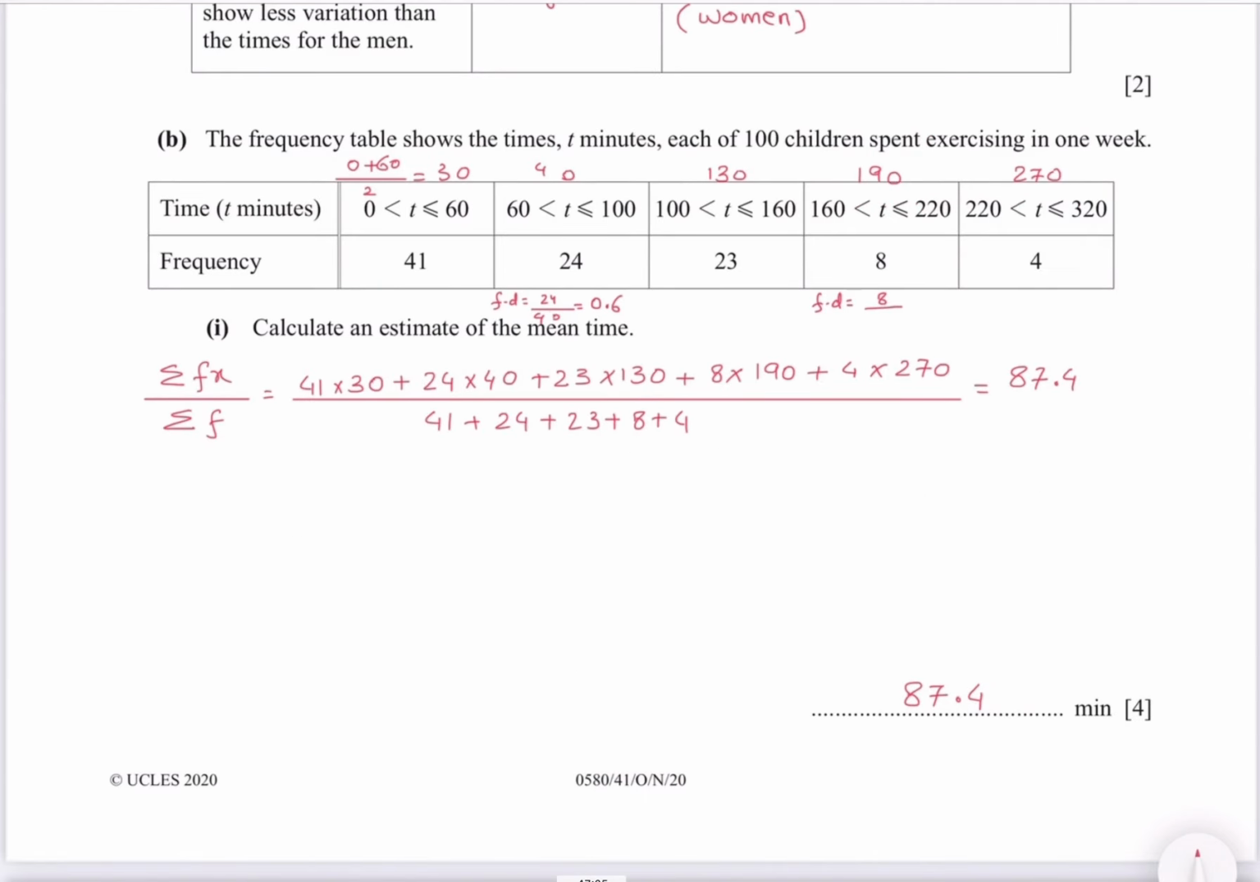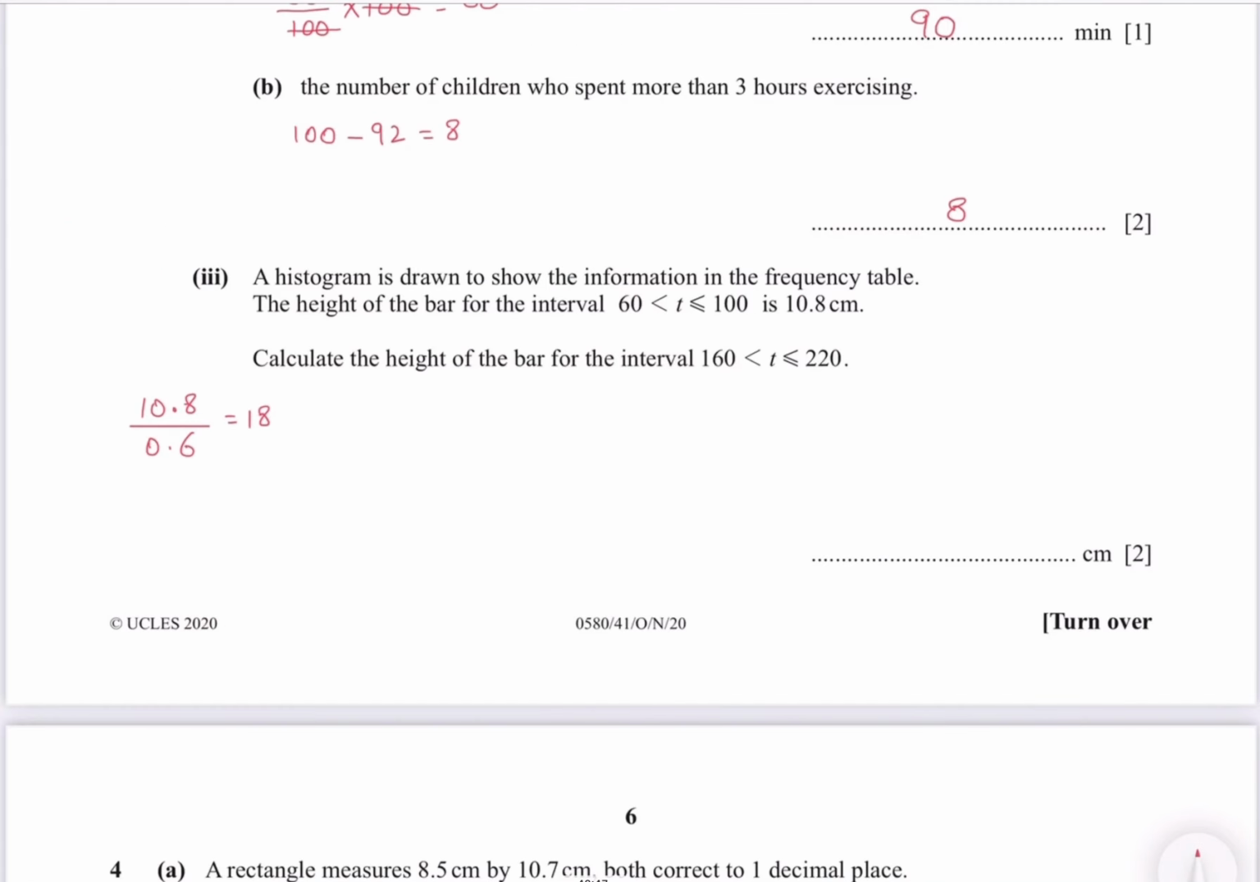Now find out the frequency density of this from 160 to 220. This is 8 divided by 6 is 0.133. So you can multiply 0.133 by 18 and you can get the height of the bar for this interval.